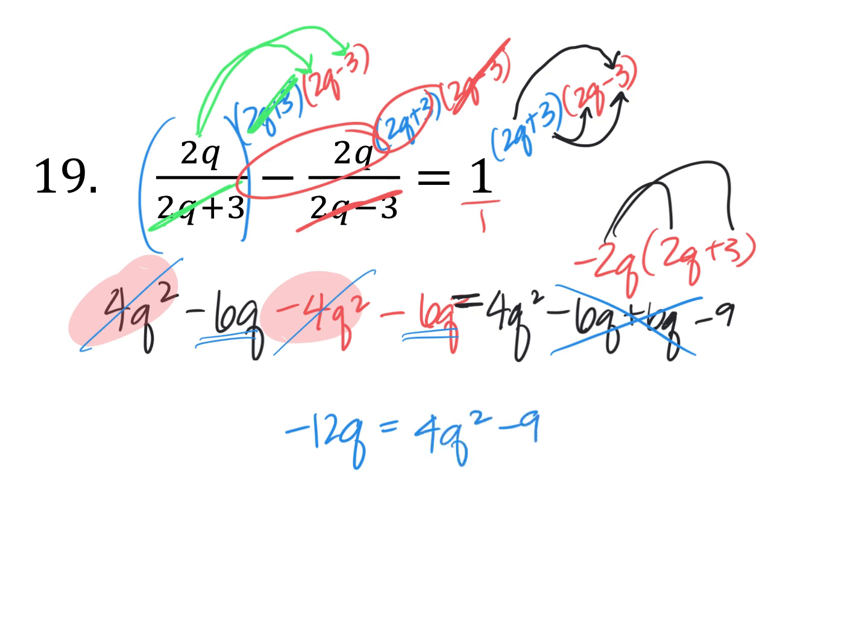Where do I want to move stuff? To the left with the negative 12q or to the right? Yeah, you guys, let's go to the right because I do like having a positive q squared. So we'd have 4q squared. Then what?